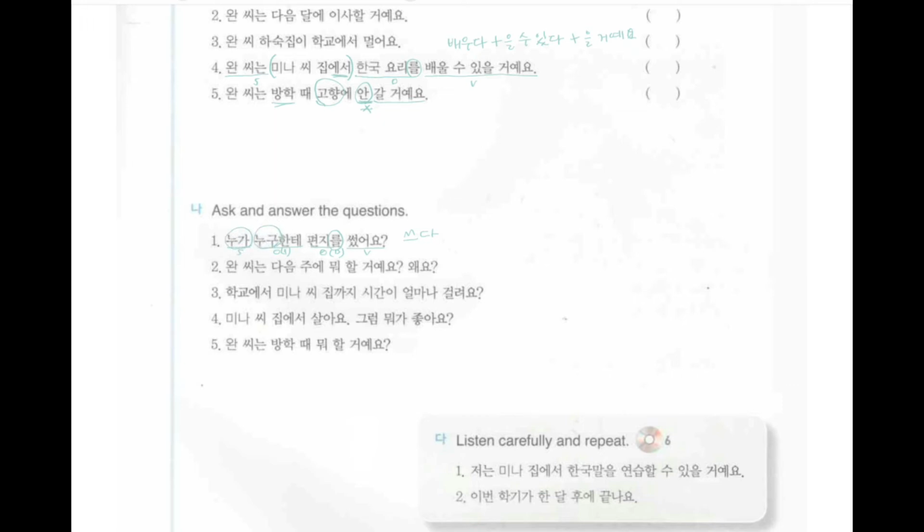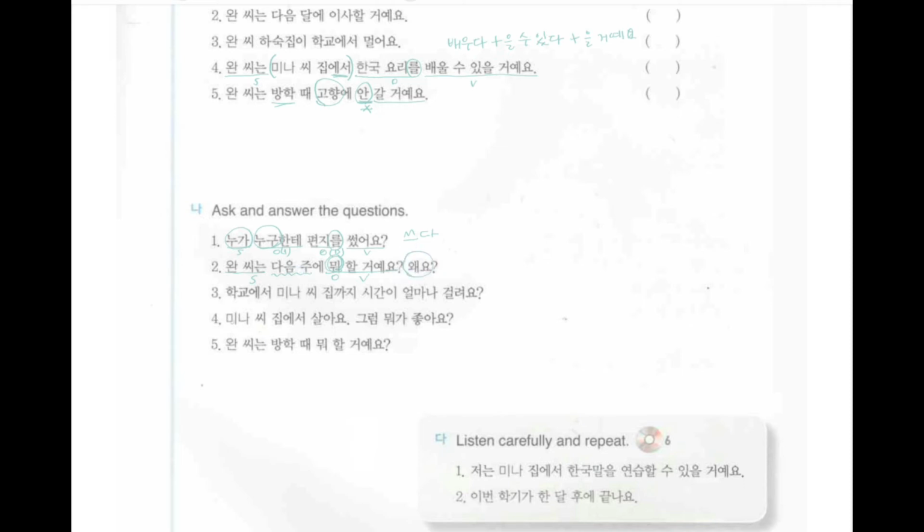자, number 2. 완 씨는 다음 주에 뭐 할 거예요? 자, 완 씨는 this is subject and this is a verb. This is actually object. 그래서 what will he do next week? What will he do next week and why?